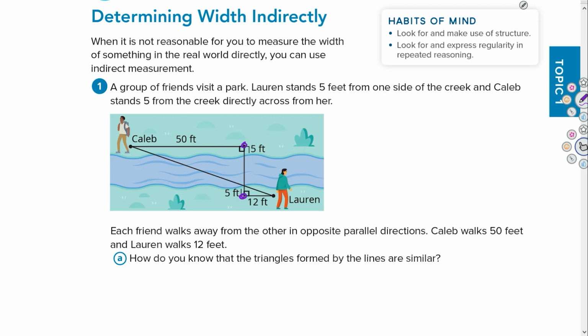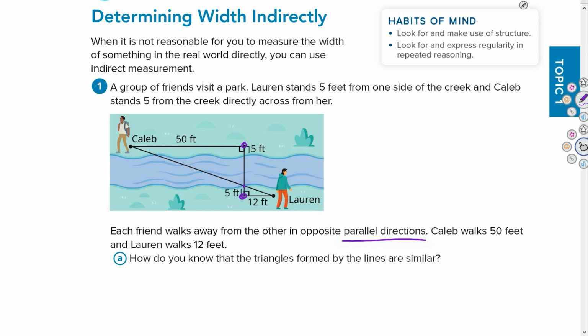Then each friend walks away from each other in opposite parallel directions. Caleb walks 50 feet and Lauren walks 12 feet. They walk until they line up directly so that their line of sight, where it crosses the original position, hits directly where that shore line hits. Now, how they would know that, I have no idea, but whatever, it's a math problem.